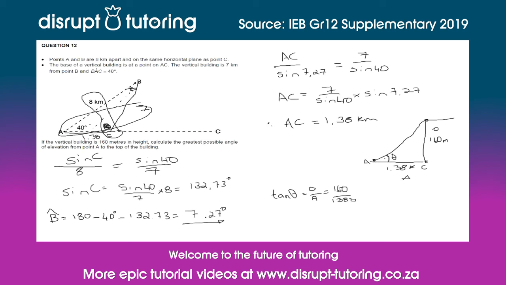Then to get this angle theta, we need to find the arctan. If you do shift tan in your calculator of that fraction, you should get the angle of elevation. So this equals 6.61 degrees. Therefore, theta will equal 6.61 degrees, and that is your final answer.